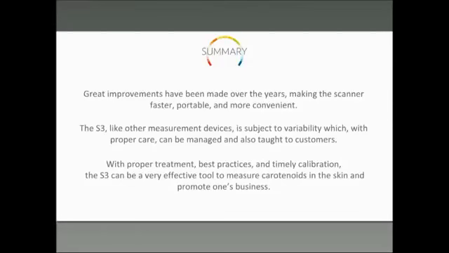So with proper treatment and best practices, timely calibration, that's in our court, and that's something that we'll be taking care of. The S3 can be a very effective tool to measure carotenoids in the skin and promote your business.